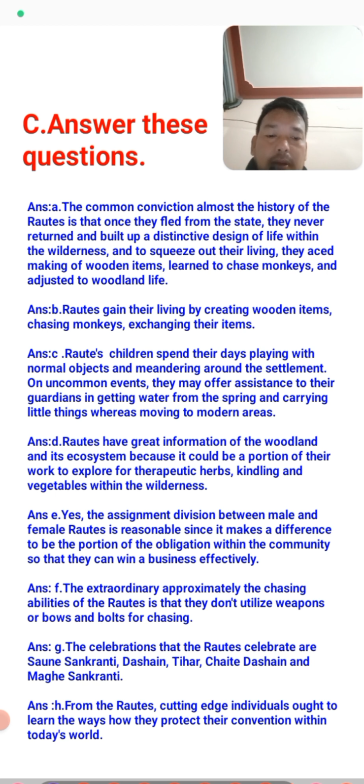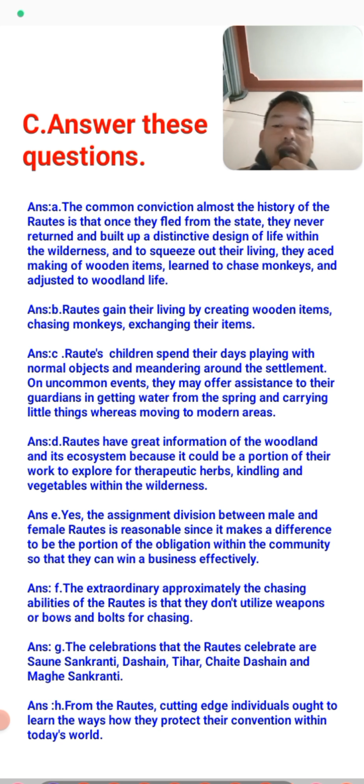And F number: what is special about the hunting skill of the Raute? What are their special skills of hunting? The extraordinary thing about the hunting ability of the Rautes is that they don't utilize weapons like bow and arrow. Their main skill is that they never use weapons like guns, bows, and iron rods. That is the main skill of the Raute behind killing and hunting animals.